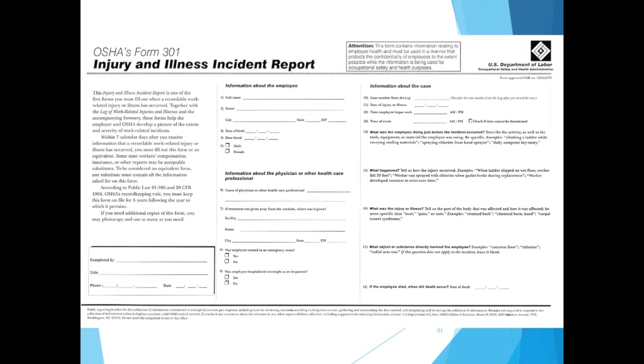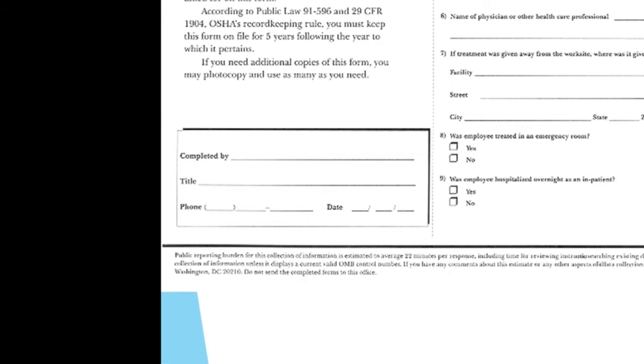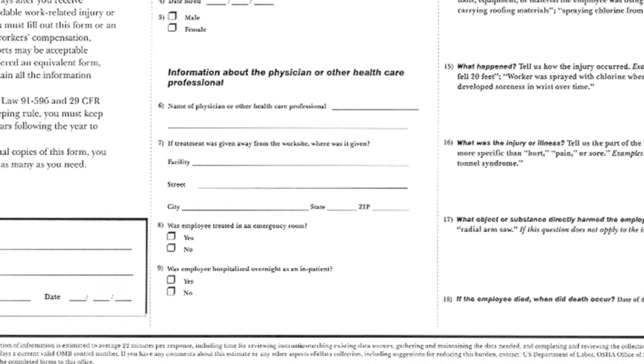Your 301 form, your incident form, starting from left to right, that left column is who's completing it, the title of the person, the phone number, and the date that they're completing this. Then you're giving the employee that was involved their full name and the address of the employee, their date of birth, the date they're hired, and their sex. 6 is going to say the name of the physician that took care of them. 7 is the actual address of the facility they're at.